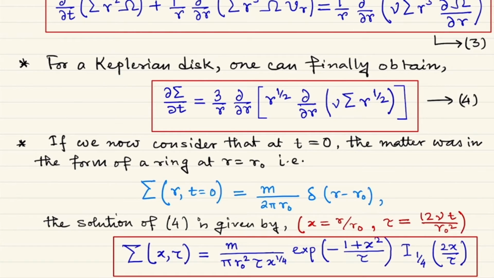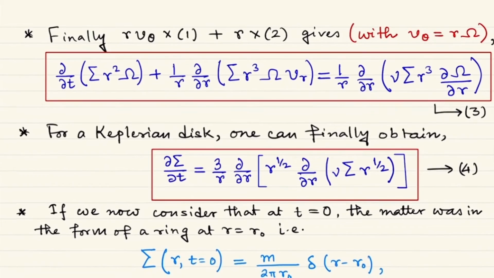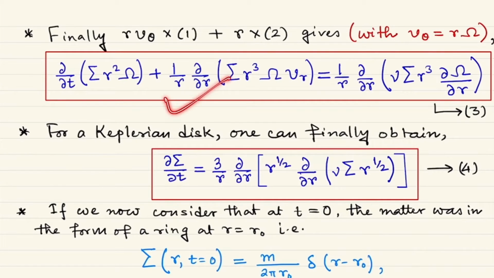So finally, try to understand what we get: an equation for sigma. Del sigma del t is equal to 3 by r del r of r to the half del r of nu sigma r to the half. You see that this is an equation of evolution of the mass for a Keplerian disk. So we needed all these things: we needed this equation, and from this we used the Keplerian disk formula, and finally we have this.